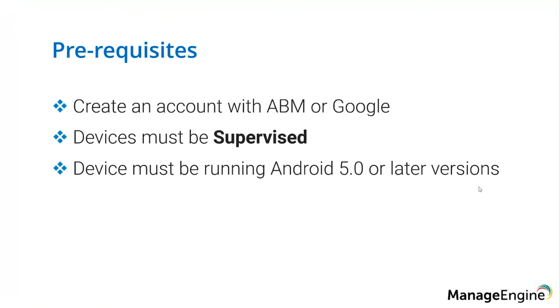And as a prerequisite, you need to have an account with ABM or Google at least. It need not even be a G Suite account, just a normal Google account or a corporate Google account is enough. And when it comes to Apple devices, they have to be supervised. So if you want to silently install an app without user intervention, the device has to be supervised.